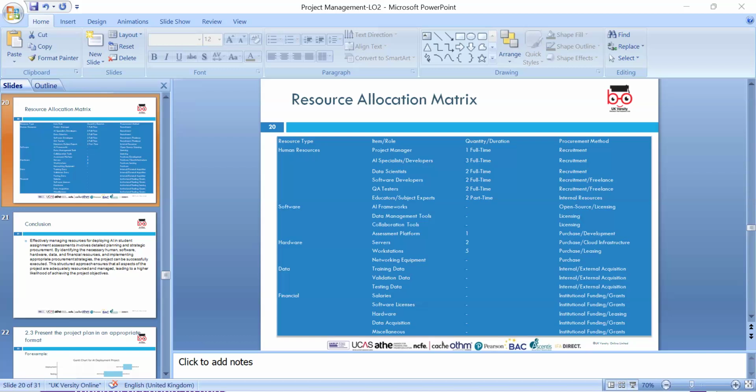Any questions? Okay, then effectively managing resources for AI in the student assignment. The assessment involves detailed planning strategies by identifying the necessary human, software, hardware, data, and financial resources, and implementing appropriate procurement strategies so the project can be successfully executed. A structured approach ensures that all aspects of the project have adequate resources.